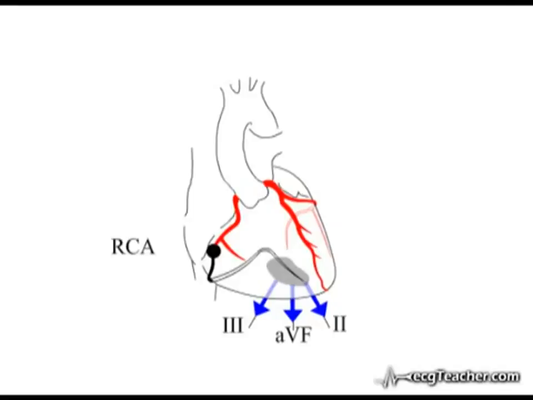Note also that the injury current is moving directly away from leads 1 and AVL. As we'll see shortly, on the ECG this can produce ST depression in these leads, so-called reciprocal change.